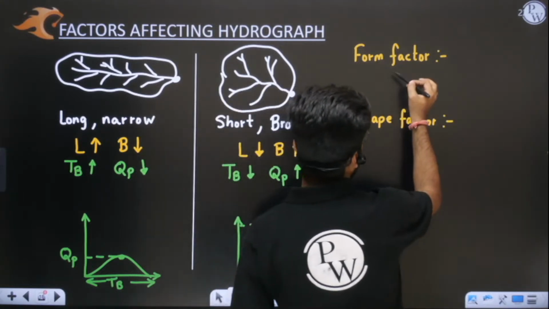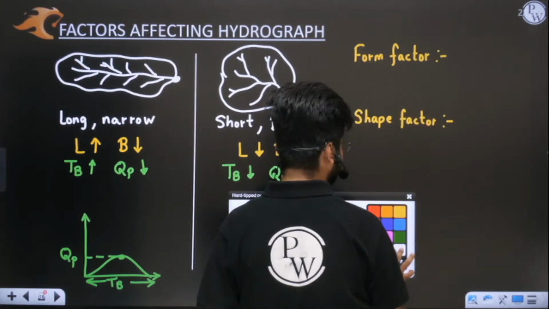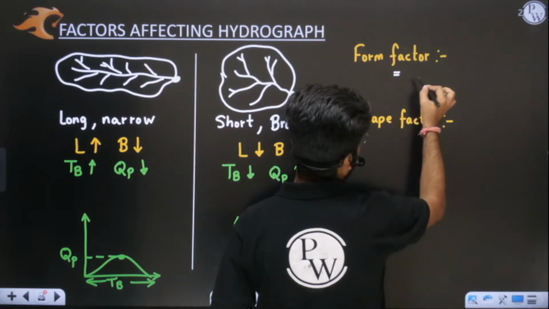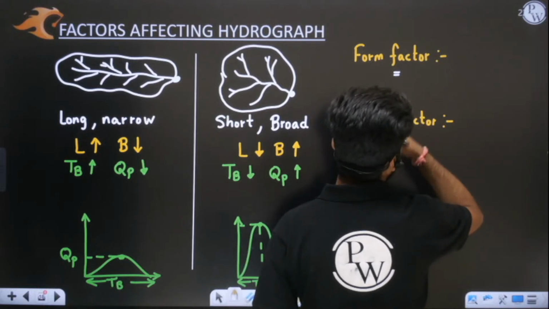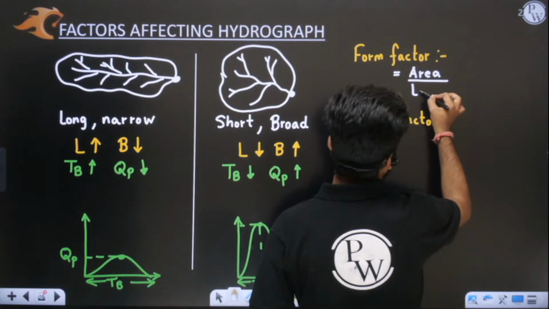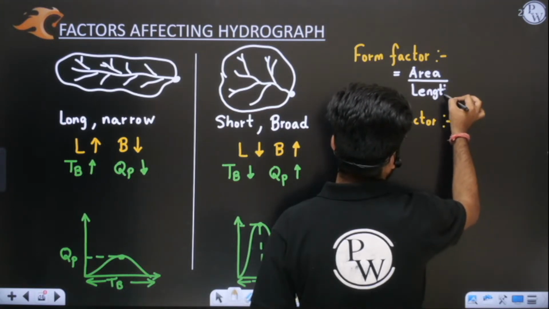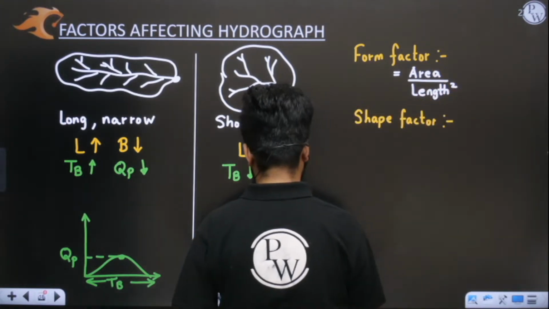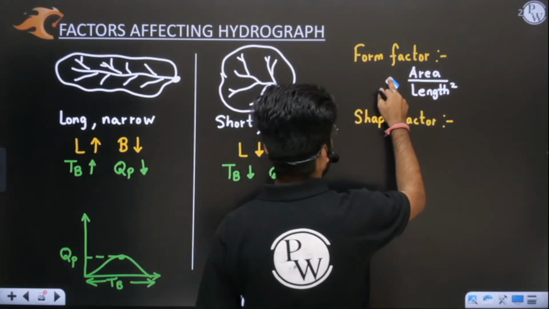Now, form factor is indicated by area upon length square. Area upon length square. And just the reverse of form factor is shape factor.